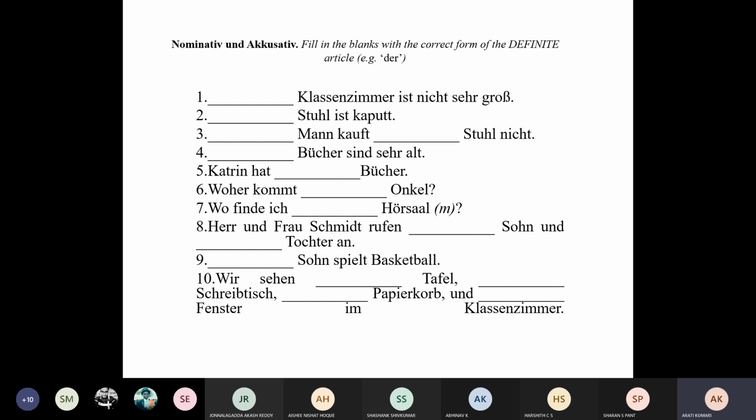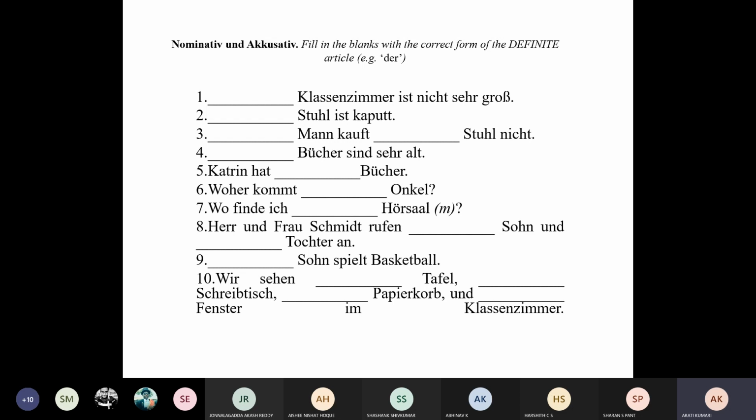Okay, now the last one. Last one we do together. I give you the article of all the nouns. You have many nouns, so you have to decide. I will give you the article. You have to decide the case and accordingly you put it.